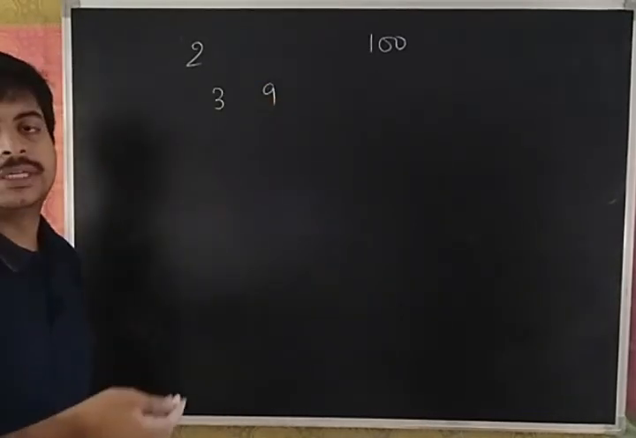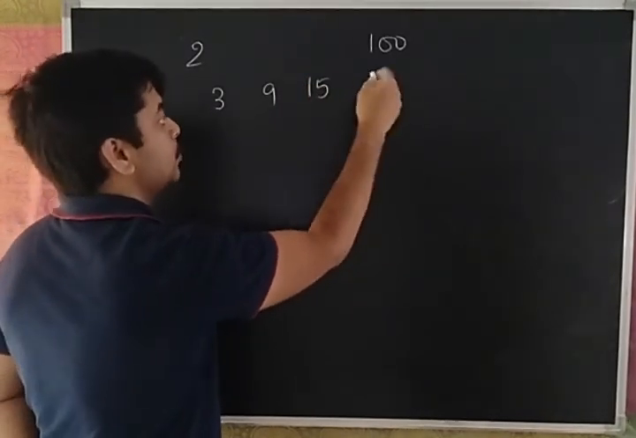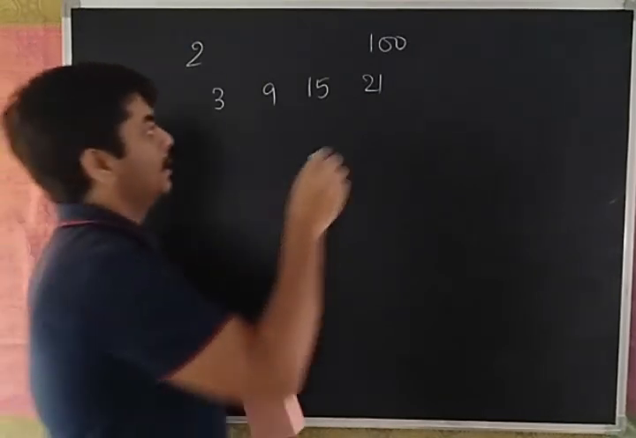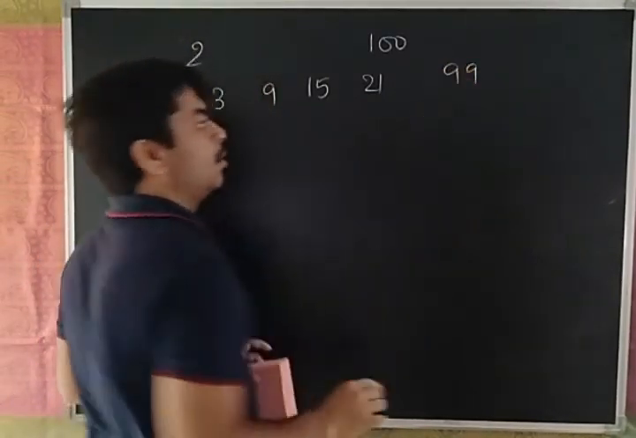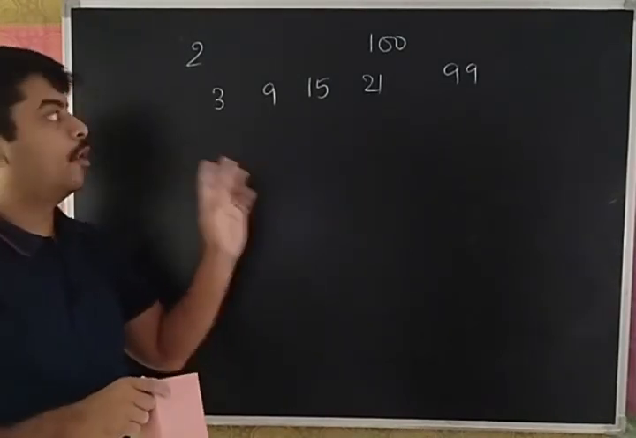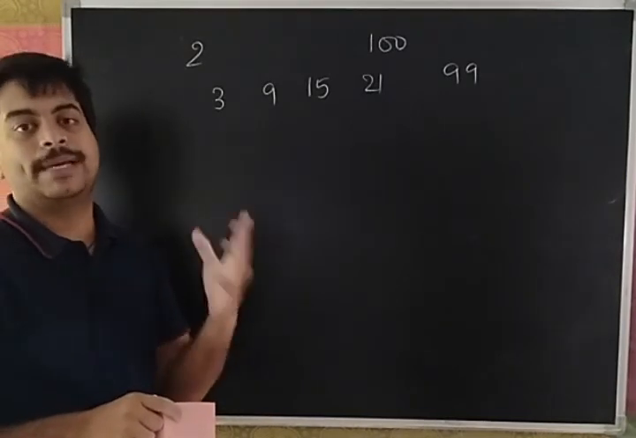After that 12, we shouldn't take. After that 15, yes, you can take. Next 18, no. Next 21, you can take. All the odd numbers only, till the last term being 99, that is odd. The question is, find the sum of all numbers between 2 and 100 which are odd and which are divisible by 3.